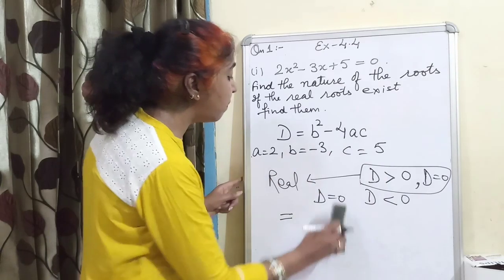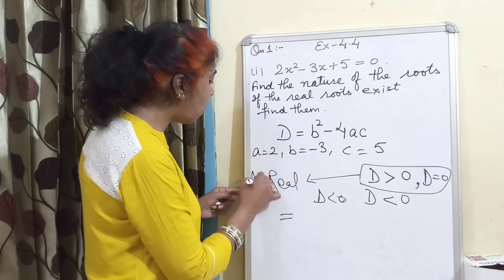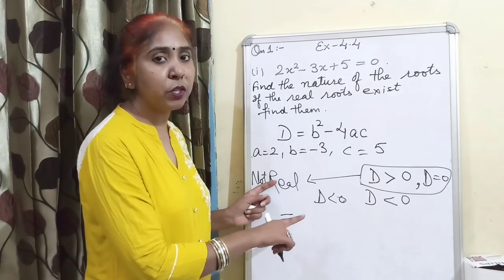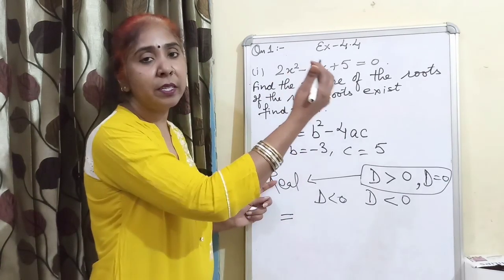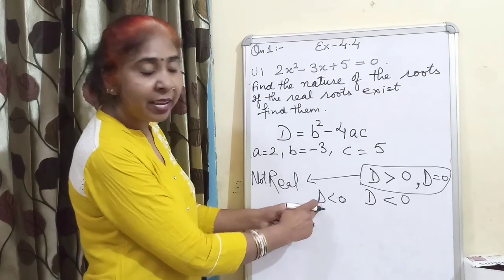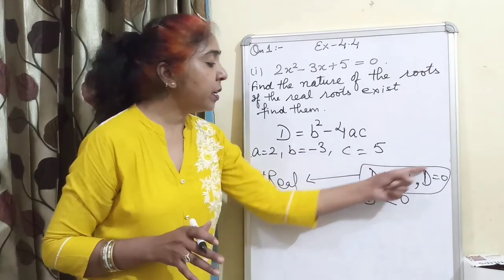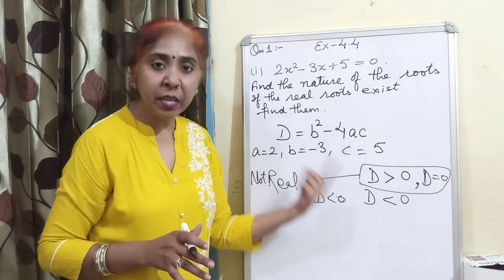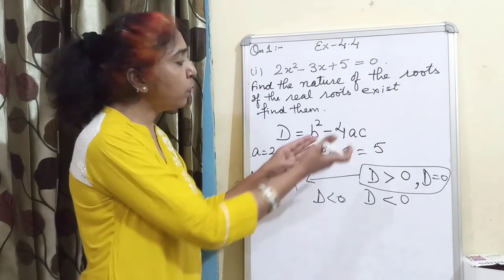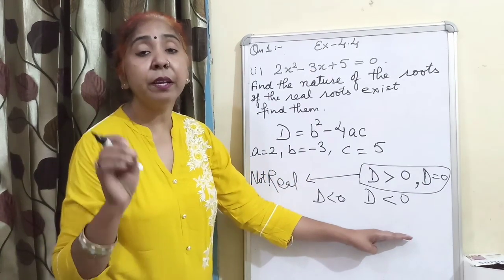Then what about the case of D less than 0? If D is less than 0, then the roots are not real. They can be imaginary. So you have to leave the question there by writing real roots do not exist. There's no question of equal or unequal. So these are the three cases. First we have to find out D, then we tell the nature of the roots, and after that we go for the solution. If real roots are there, we find them by the quadratic formula.